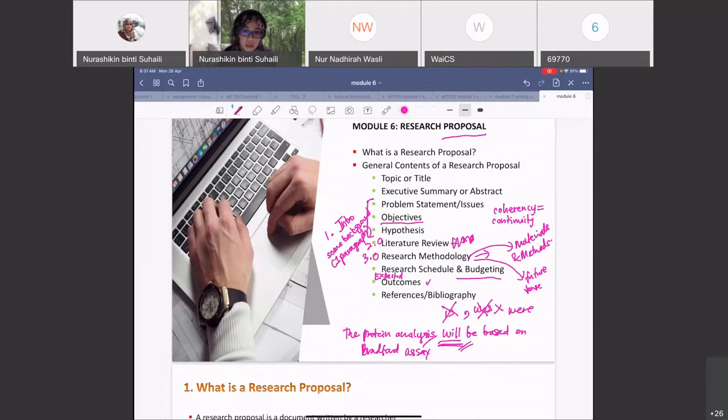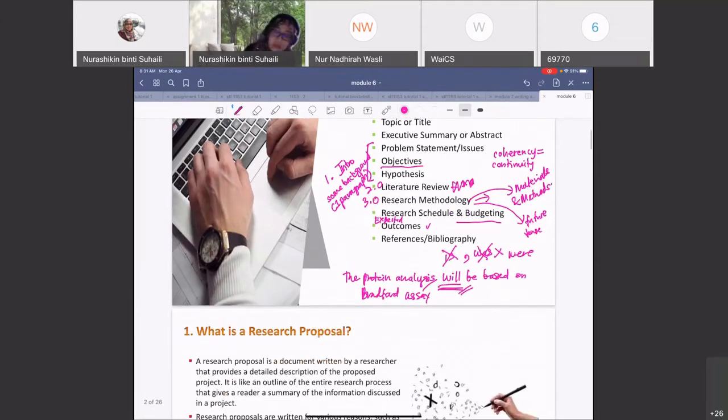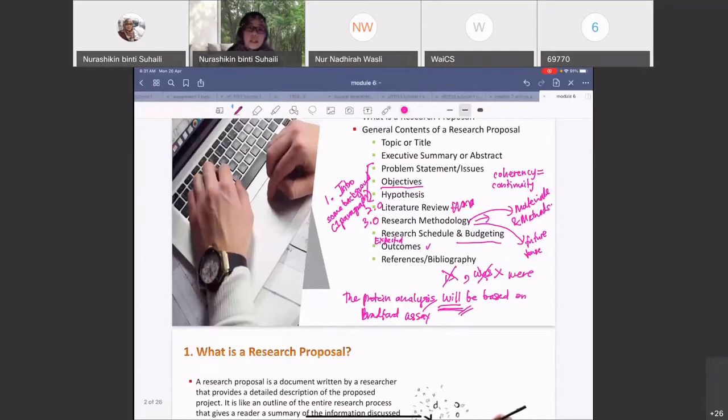So your expected outcome will be: it is expected that by the end of this research, the effect of glucose concentration on laccase production will be better understood, will be investigated. So it's actually to answer the objective, okay? But you have to elaborate more in this section.